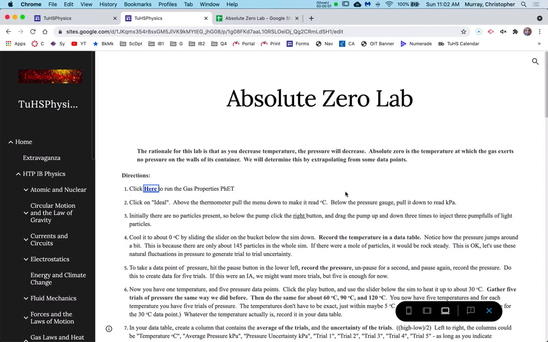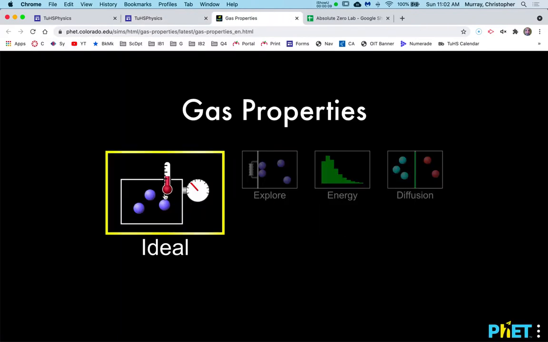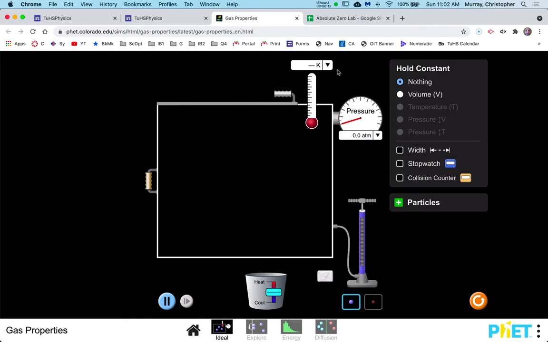In this video, let me show you how to get the data for the absolute zero lab. So what you're going to do is run the PhET simulation, and you want ideal. Let's set the temperature to Celsius, because that's what we would have done in the classroom. And then we'll set it to kilopascals, because that's a little more fun.